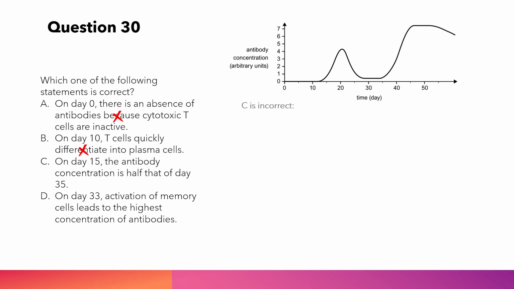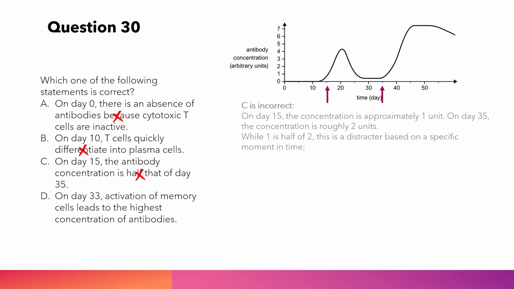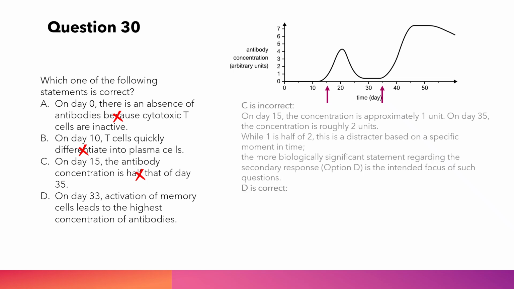C is incorrect. On day 15, the concentration is approximately 1 unit. On day 35, the concentration is roughly 2 units. While 1 is half of 2, this is a distractor based on a specific moment in time. The more biologically significant statement regarding the secondary response, option D, is the intended focus of such questions.